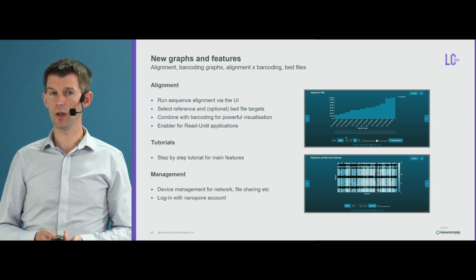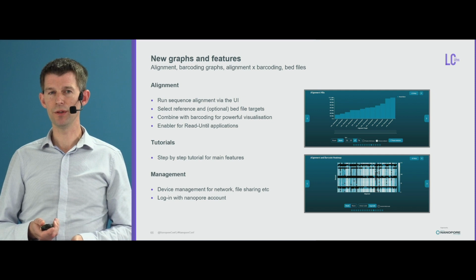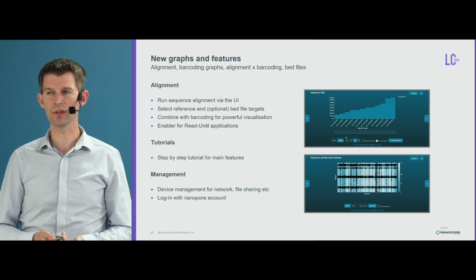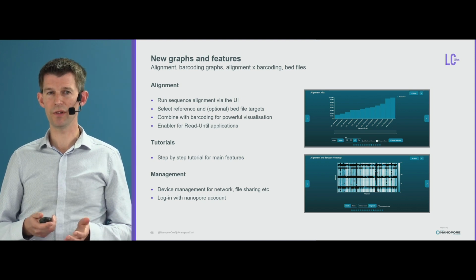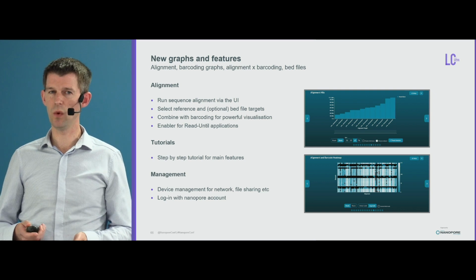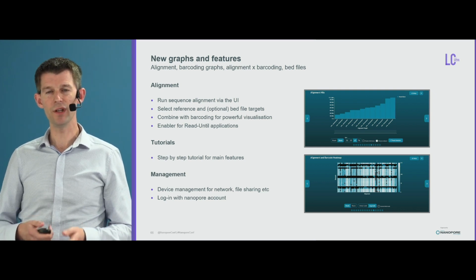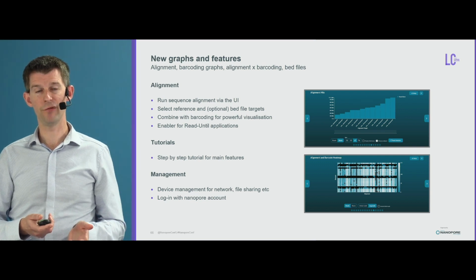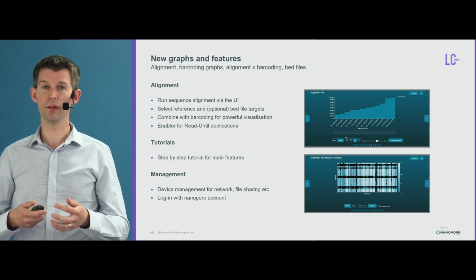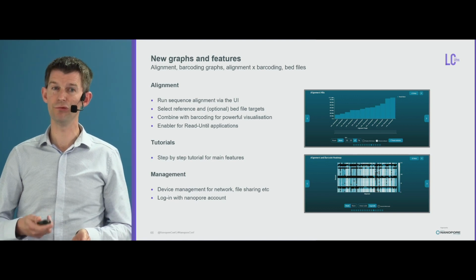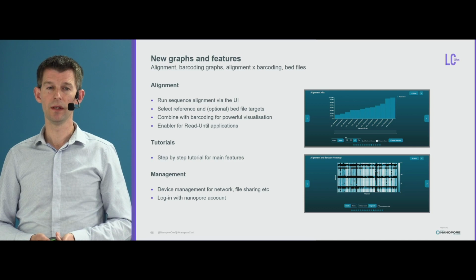In particular, we've got live alignment in there now. So now you can run sequence alignment from our UI, and it's all in there, included on your box. It's as simple as selecting a reference and optional bed file targets, and then you can see where you're getting your data in that run. And you can combine that with barcoding. So you can see for each sample in a flow cell, for each target you're interested in, have you got enough data, and you can run until you do. And that's also an enabler for read until, which I'll talk about in a minute.